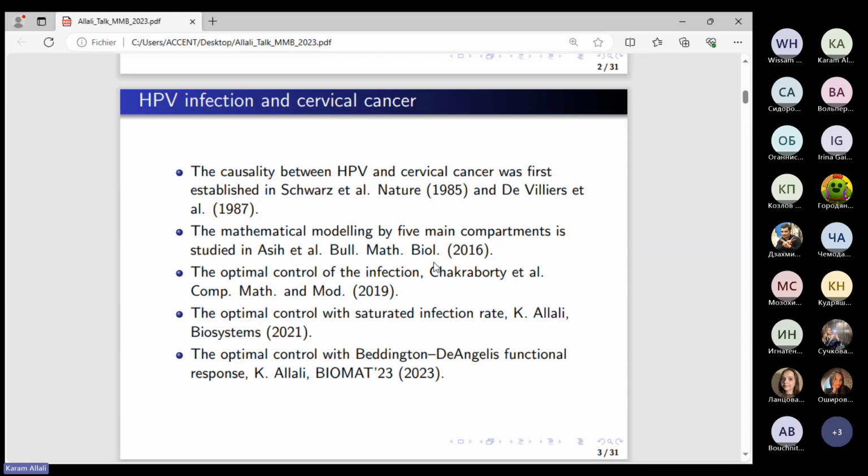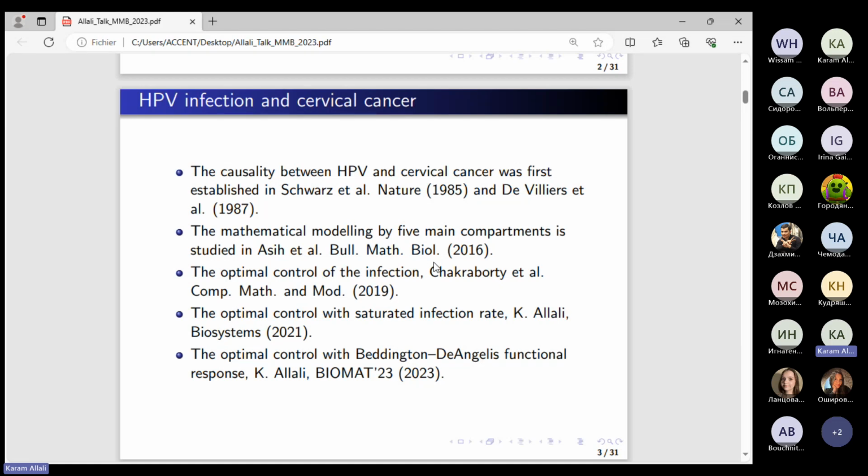So the causality between HPV infection and cervical cancer, this first causality result, was rewarded by the Nobel Prize in Physiology. The result is mainly that when these viruses attack the epithelium in the cervix, they cause a cancer in the cervix, which is cervical cancer. So this causality, as I said before, has been rewarded with a Nobel Prize in Physiology.